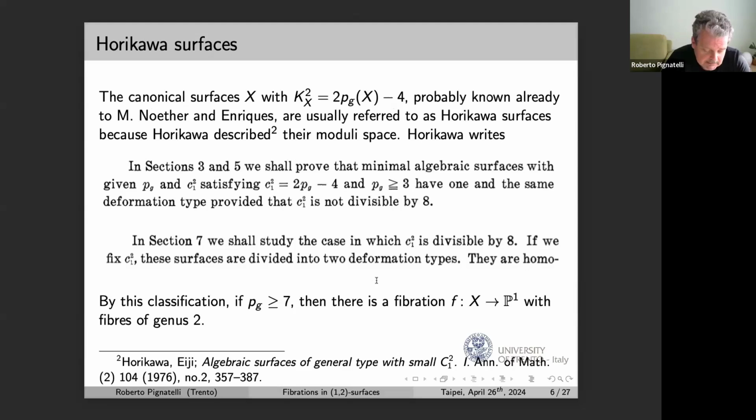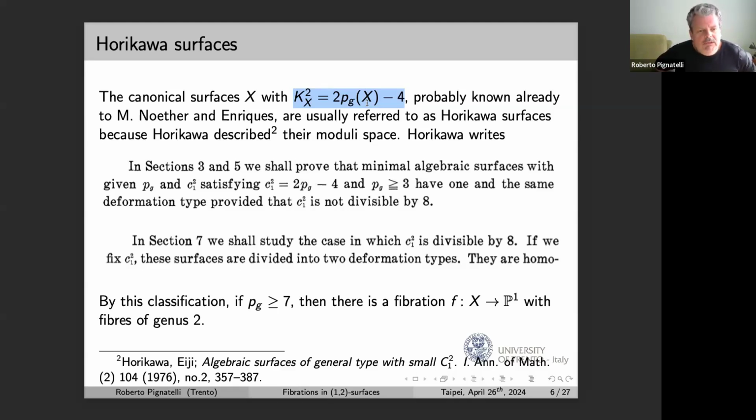So we have already said that the Noether inequality in dimension 2 says that K squared is at least 2pg minus 4. Now the classification of surfaces with K squared equal 2pg minus 4 is in this paper by Horikawa in Annals of Mathematics in 76, which is the first paper of a series of papers. The subsequent papers are about surfaces with K squared a bit bigger than 2pg minus 4, but the first paper is about K squared 2pg minus 4. And so the first part of the paper of Horikawa classified those surfaces. That's the reason why these are referred to as Horikawa surfaces.